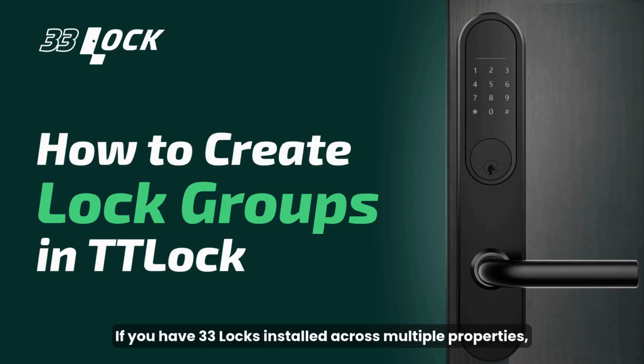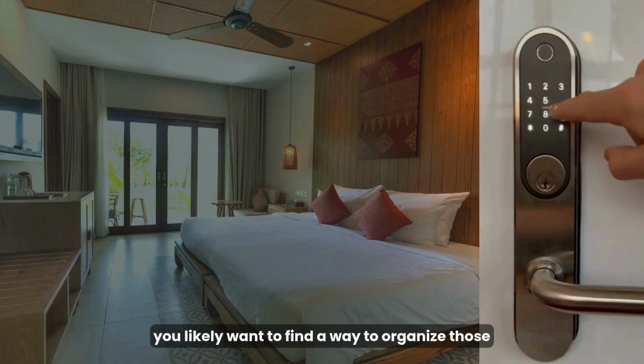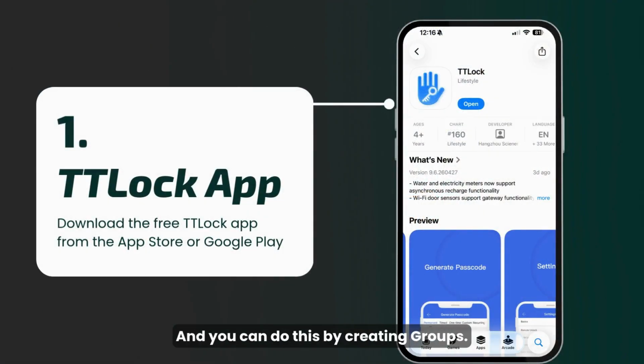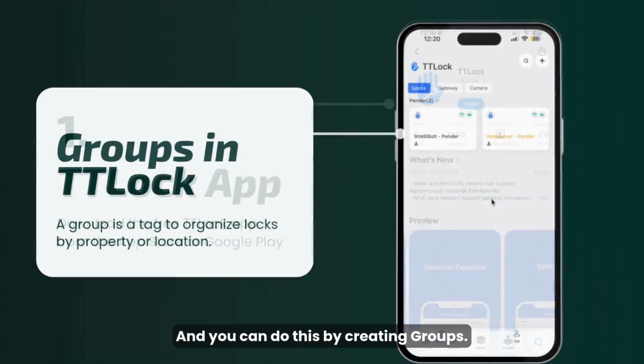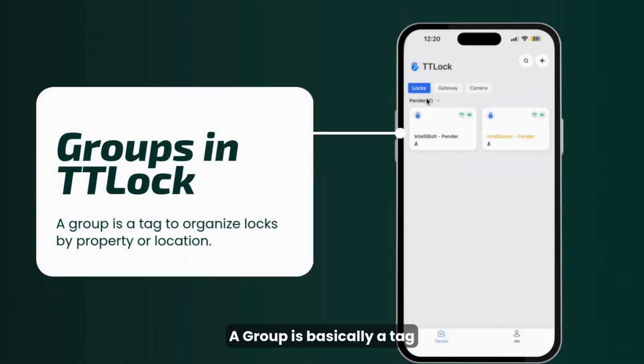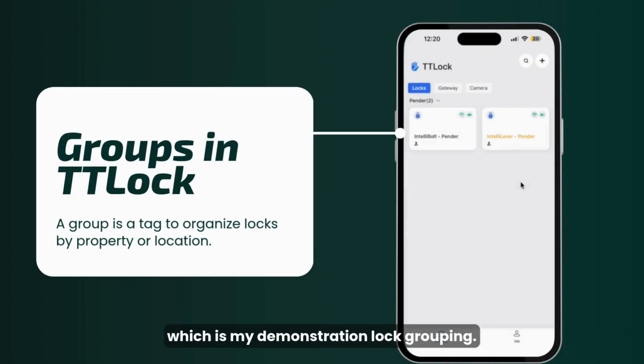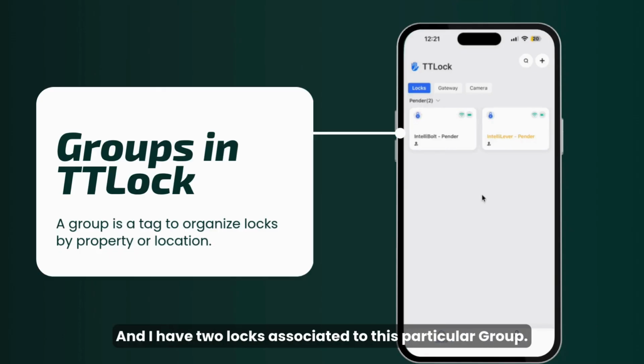If you have 33 locks installed across multiple properties, you likely want to find a way to organize those locks within your TTLock account. And you can do this by creating groups. A group is basically a tag that you can create and associate different types of locks to. In this case, the group that I have here is called Pender, which is my demonstration lock grouping, and I have 2 locks associated to this particular group.